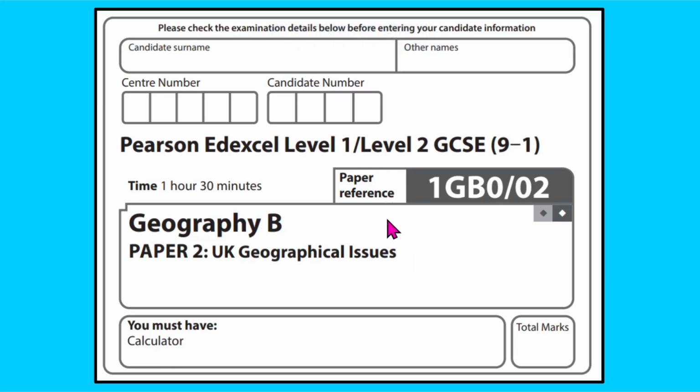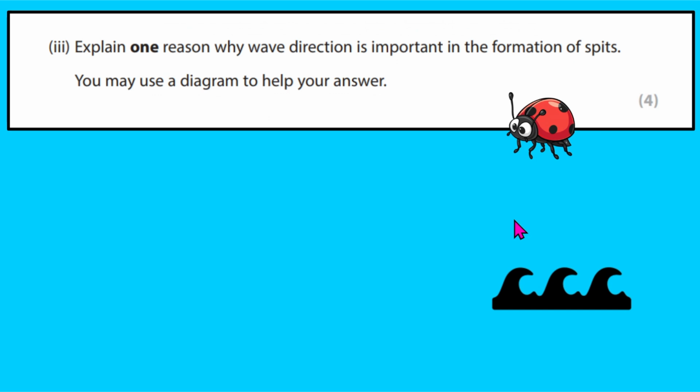Okay, so let's look at a question from the Geography B Edexcel paper 2. Again, this is a physical process, so they're very similar between AQA and then also Edexcel A as well. Okay, so here's our question. Pause it and bug it if you know how. If you don't, I will continue.